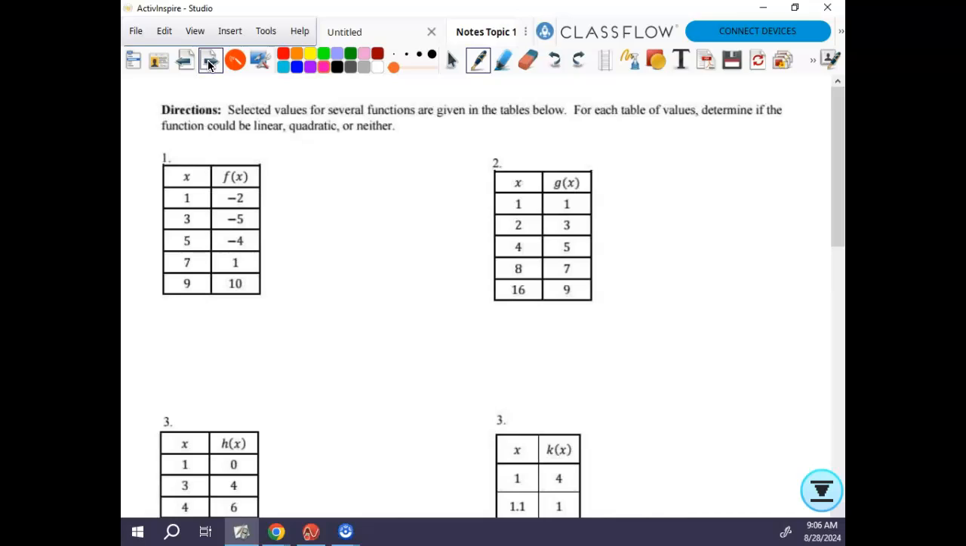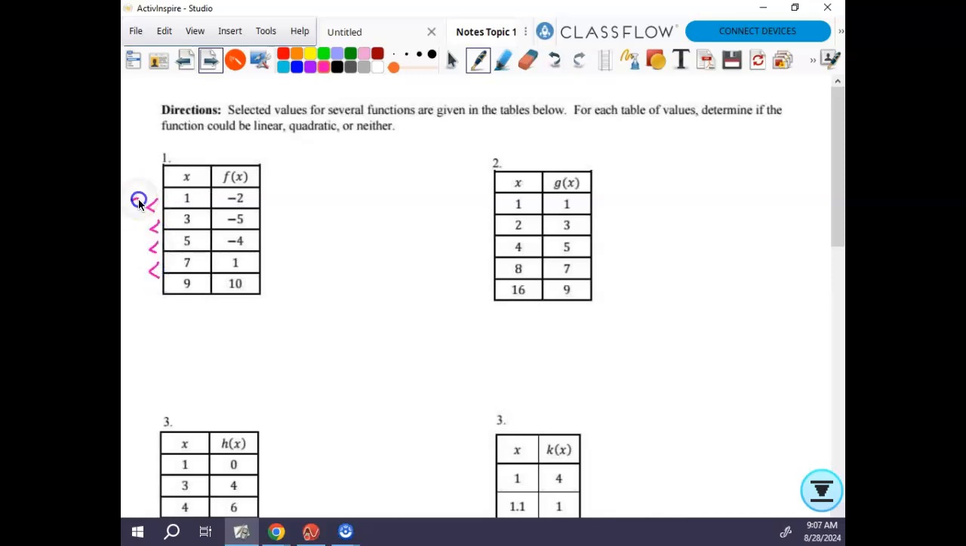So now it says selected values for several functions are given in the tables below. For each of the tables of values, determine if the function can be linear, quadratic, or neither. Okay, so what we did with these earlier in the notes is we just straight up found all the rates of change. And that's fine, and that's going to be necessary. But one of the phrases I told you is very, very important. It says, over consecutive equal length input value intervals, right? So I need to check my input value intervals here.